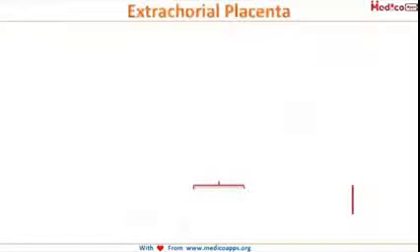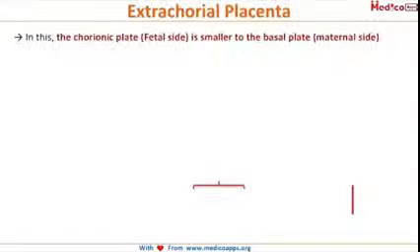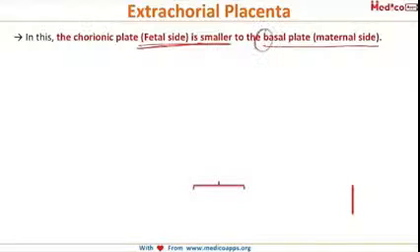What is it? Normally, the chorionic plate, that is the fetal side of the placenta, and the basal plate, that is the maternal side of the placenta, both are equal in surface area. But if the fetal side is smaller than the maternal side, then it is called extrachorial placenta. And how do you remember it? The basal plate is bigger, BB.